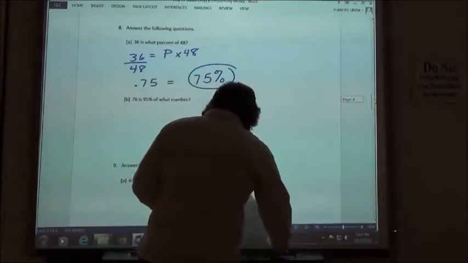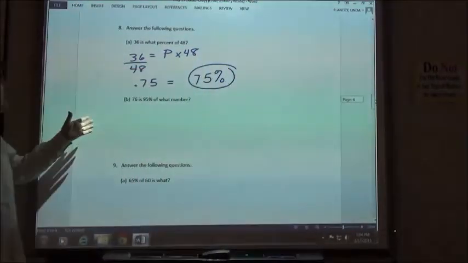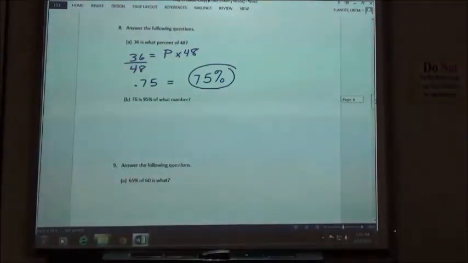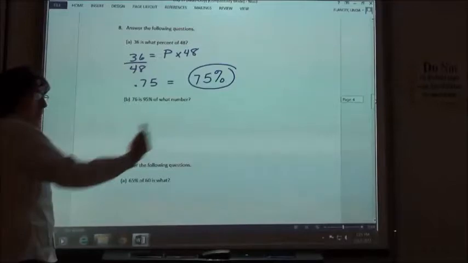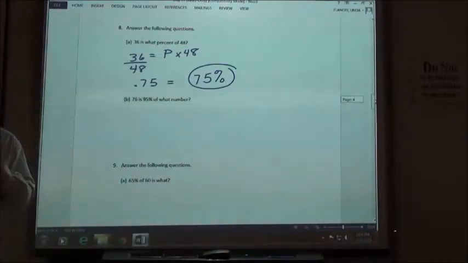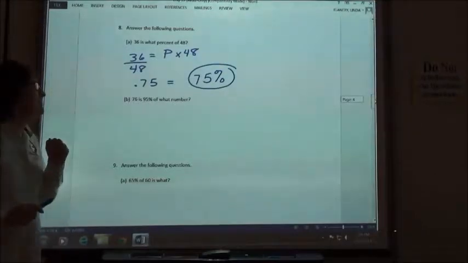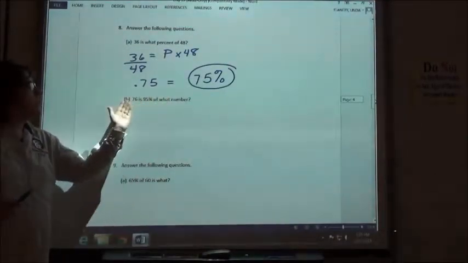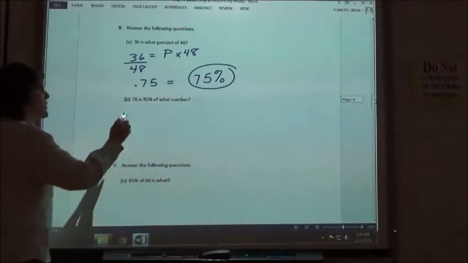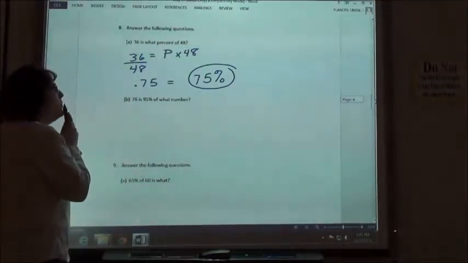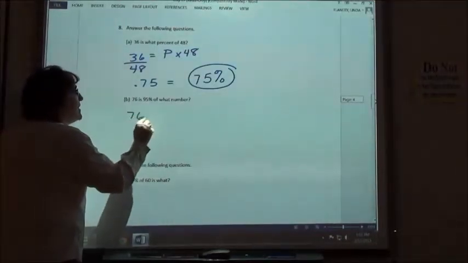Part B, translating that into an equation. 76 is 95% of what number? So x equals. Just do it in the order. So 76 equals, is 95% of what number?